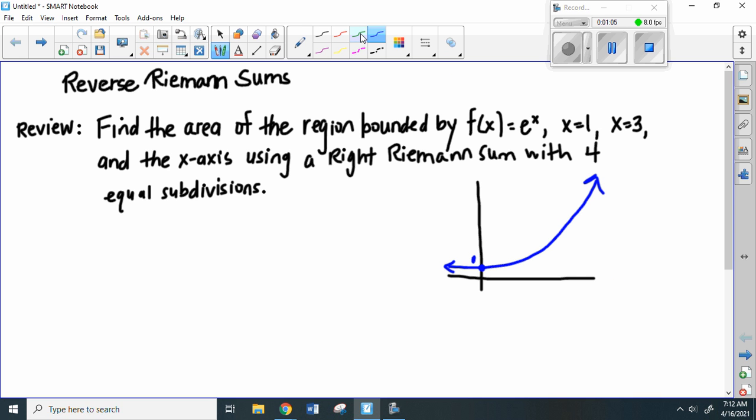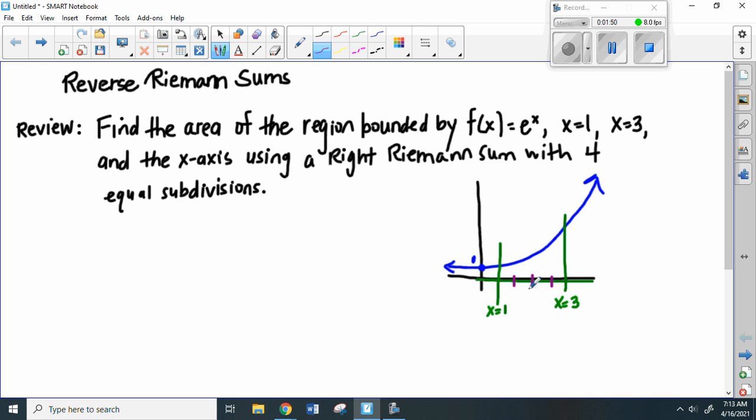It says this one is bounded by that graph, x equals 1, so we'll put that here. X equals 3, I'm just kind of spreading things out, and the x-axis, okay? So I'm talking about this region here. Now, because I'm using a right Riemann sum with 4 equal subdivisions, I basically need to divide this up equally along my x-axis so I can create 4 rectangles.